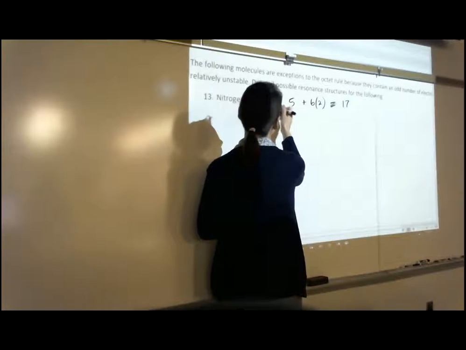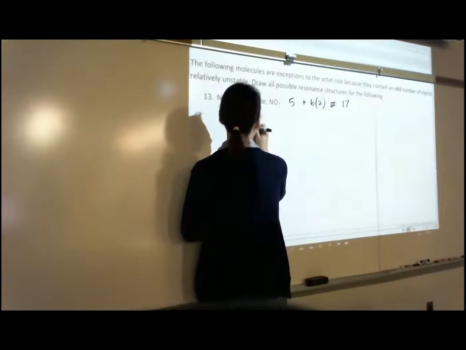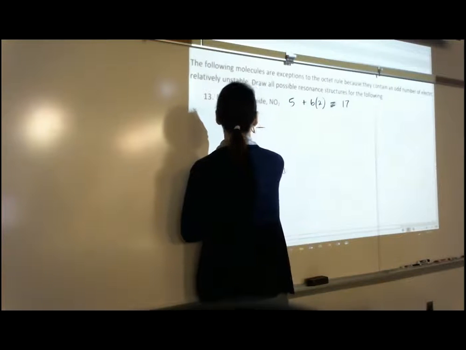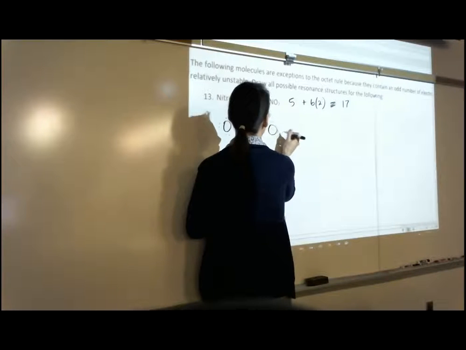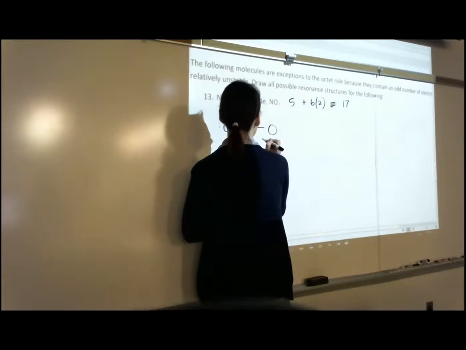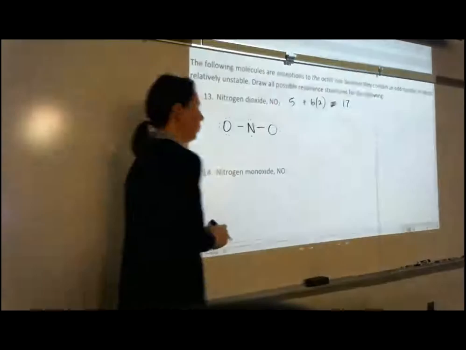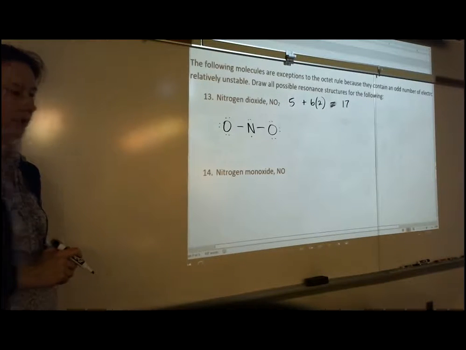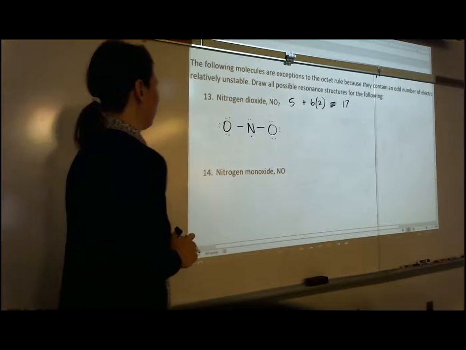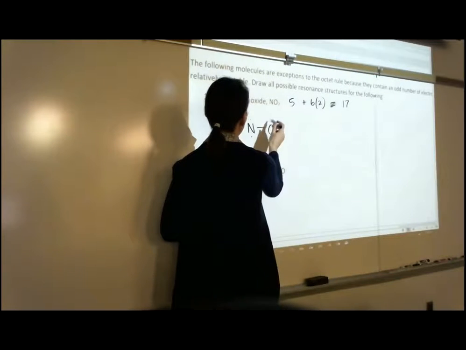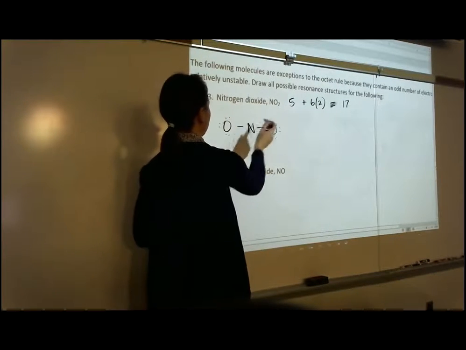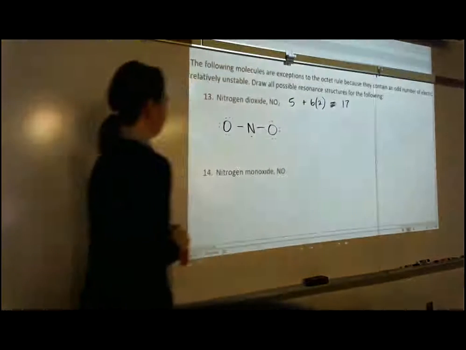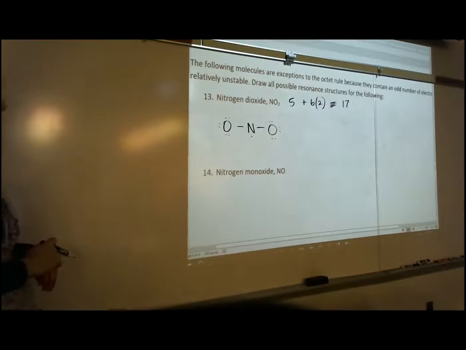Who's the central atom, nitrogen or oxygen? Nitrogen. So single bond, 2, 4, 6, 8, 10, 12, 14, 16. Then what? You just draw that one by itself. It's just a sad, lonely little dot. Let's make sure. 2, 4, 6, 8, 10, 12, 14, 16. Oops, I put too many. There we go. 2, 4, 6, 8, 10, 12, 14, 16, 17. Looking at that, there's too many electrons.